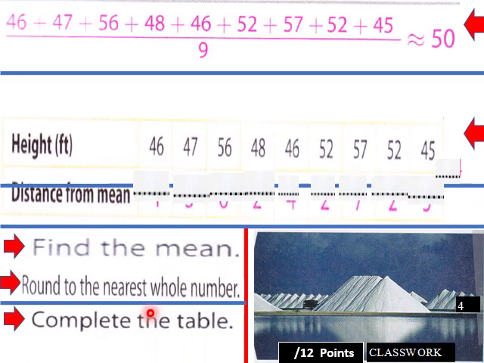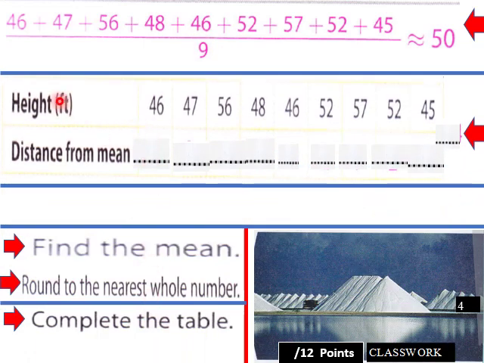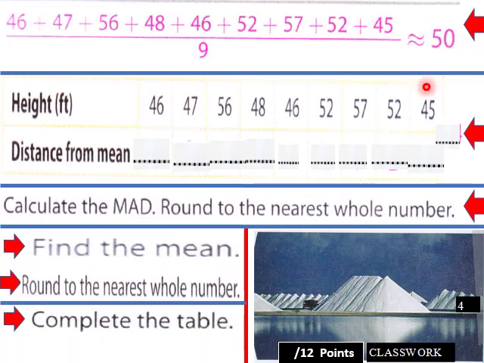So complete the table. Now we have another table here. Height, again: 46, 47, 56, 48, 46, 52, 57, 52, and 45. And then the distance from the mean. How far is 46 from 50? Calculate the MAD, round to the nearest whole number.